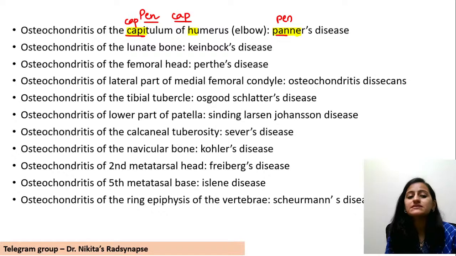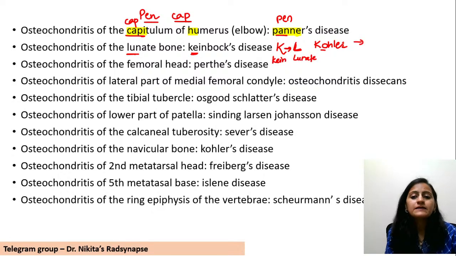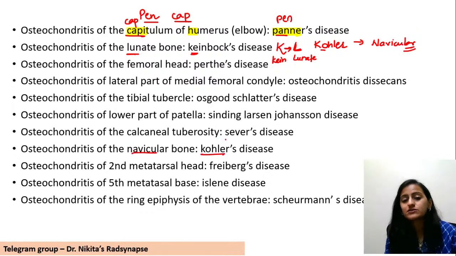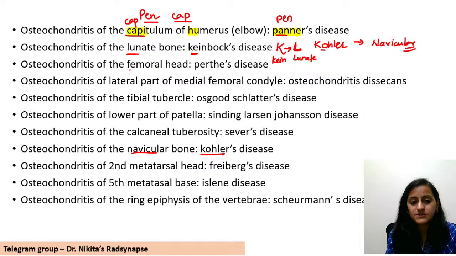So capitulum is Panner's. Lunate is Kienbock's. Remember, it's not Kohler's. How do you remember this? Alphabetically, you have G, H, I, J, K, and then L. So after K comes L, so Kienbock's is lunate. Remember, it's not Kohler's, because Kohler's rhymes with navicular. So for the navicular, it is Kohler's. For lunate, it is Kienbock's.